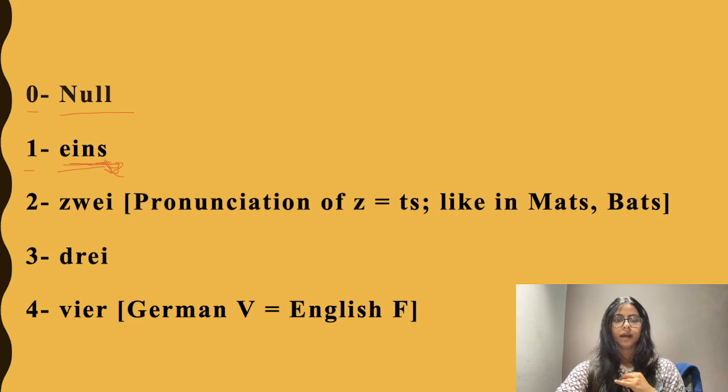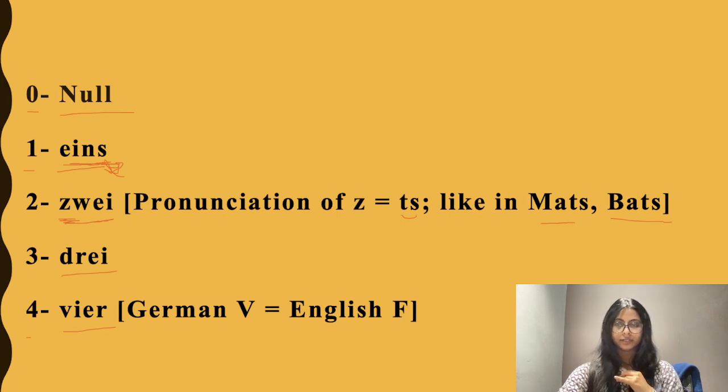Now 2 means zwei. Now the German consonant Z is pronounced like TS, like we pronounce it in English words like mats or bats. So once again, zwei. 3 is drei and 4 is vier.